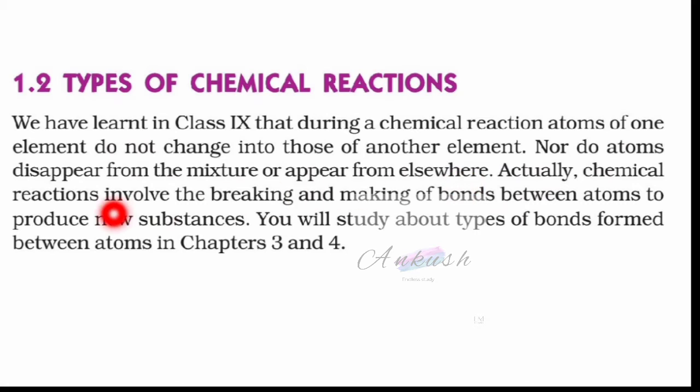Actually, chemical reactions involve the breaking and making of bonds between atoms to produce new substances. You will study about types of bonds formed between atoms in chapter 3rd and 4th, that is the chemical bonding. So what does a chemical reaction involve? A chemical reaction involves the breaking and making of bonds between atoms to produce new substances. For example, hydrogen plus oxygen gives water, carbon plus oxygen gives carbon dioxide.